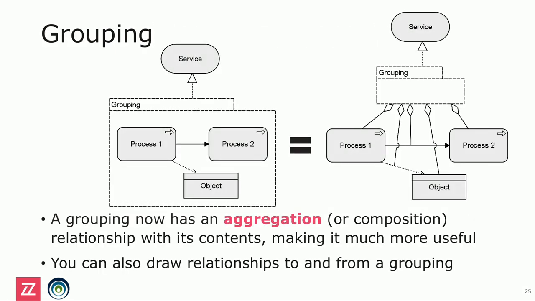Another example is that the grouping concept in ArchiMate, which used to be just a graphical thing, now has an actual meaning. It has actual relationships with the stuff in the group. And you can draw relationships to and from a group. So the picture on the left and the picture on the right really have the same meaning. You use aggregation there to picture what's in the group.